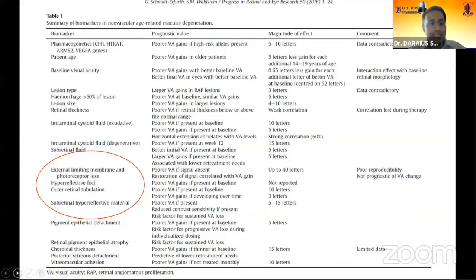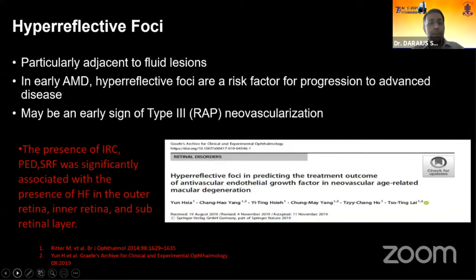So there's a whole long list. We'll not go into the details of these, but just highlight a few of them. The hyperreflective foci, particularly adjacent to the fluid lesions, are a risk factor for progression and advancement of disease. They also can be an early sign of type 3 or RAP neovascularization. And even the presence of IRF, PED, and SRF is associated with the hyperreflective foci. That's why they are supposed to be a sign of a risk of progression.